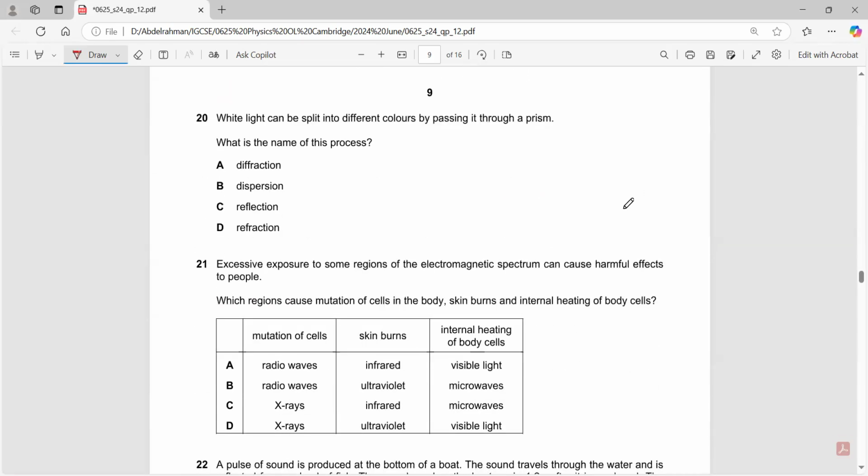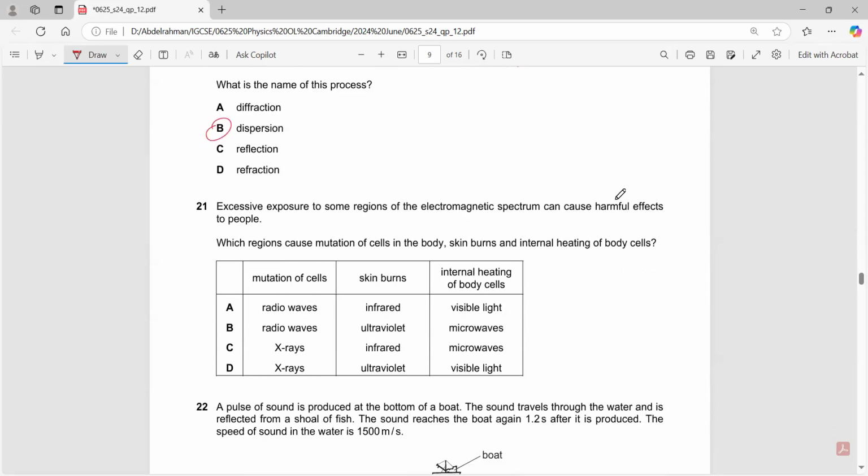Question 20. White light can be split into different colors by passing it through a prism. What is the name of this process when it passes through a prism and it splits into different colors? This is called dispersion.